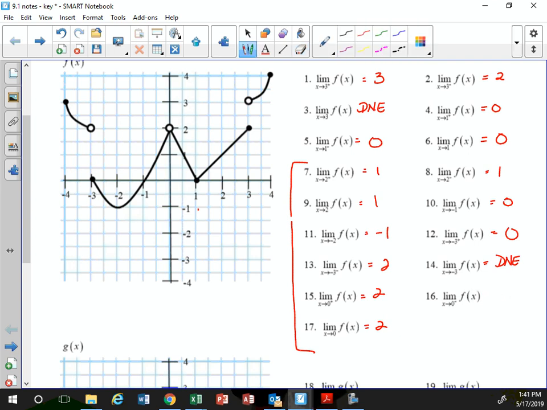Okay. Also, 13. Negative 3 from the left. There's negative 3. If I come from the left, 2. Don't overthink these guys. Don't get weird with the holes and all that stuff. Just where are you walking to?